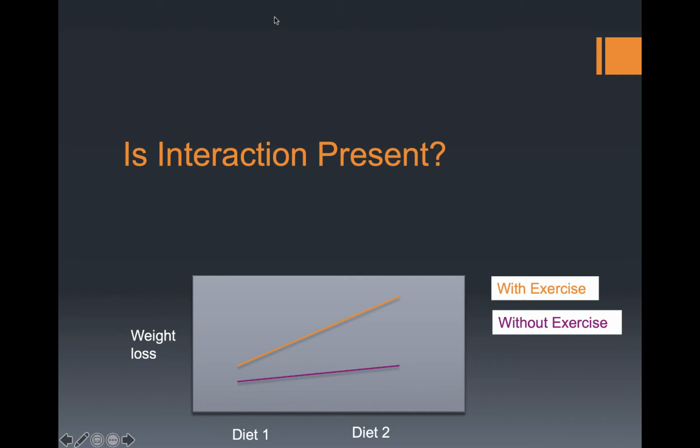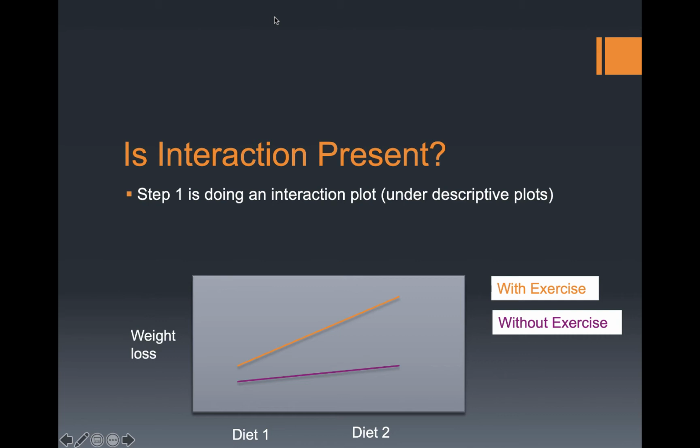What this means, when our lines are separated by exercise here, is that we would say exercise is a moderator. Exercise is moderating the relationship between the diets. That really is just fancy talk for the fact that exercise and diet do interact, and that you can lose more weight on diet 2 with exercise. Looking at both lines, it appears that you lose more weight on diet 2 than diet 1. But because of the greater slope on the orange line, you lose even more weight on diet 2 with exercise.